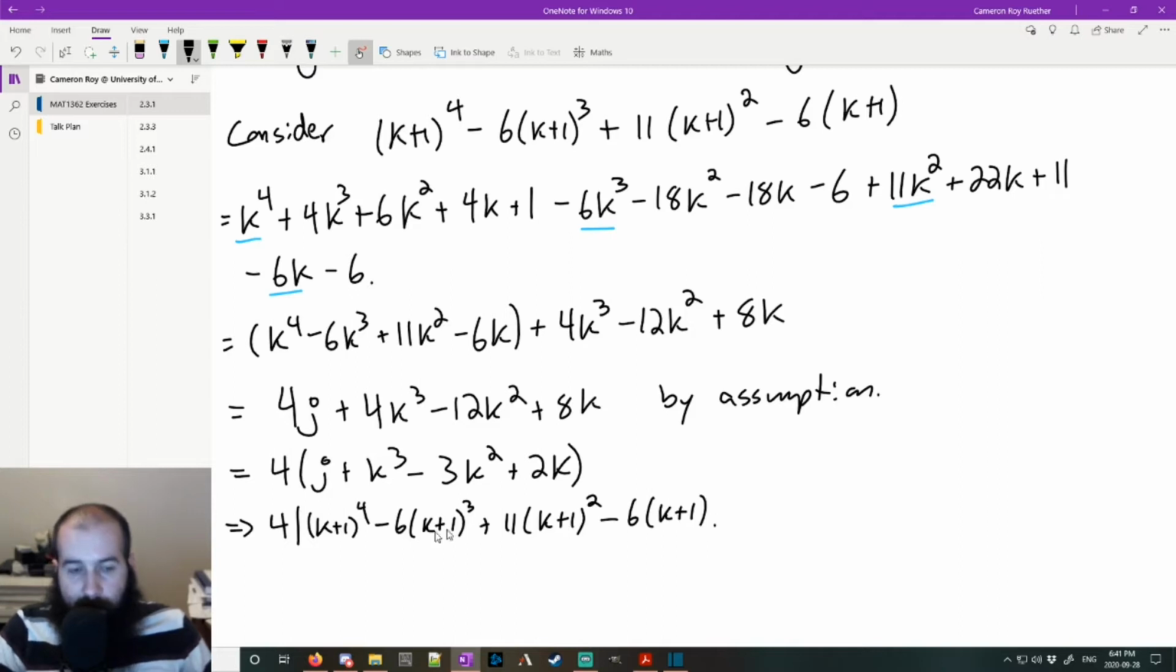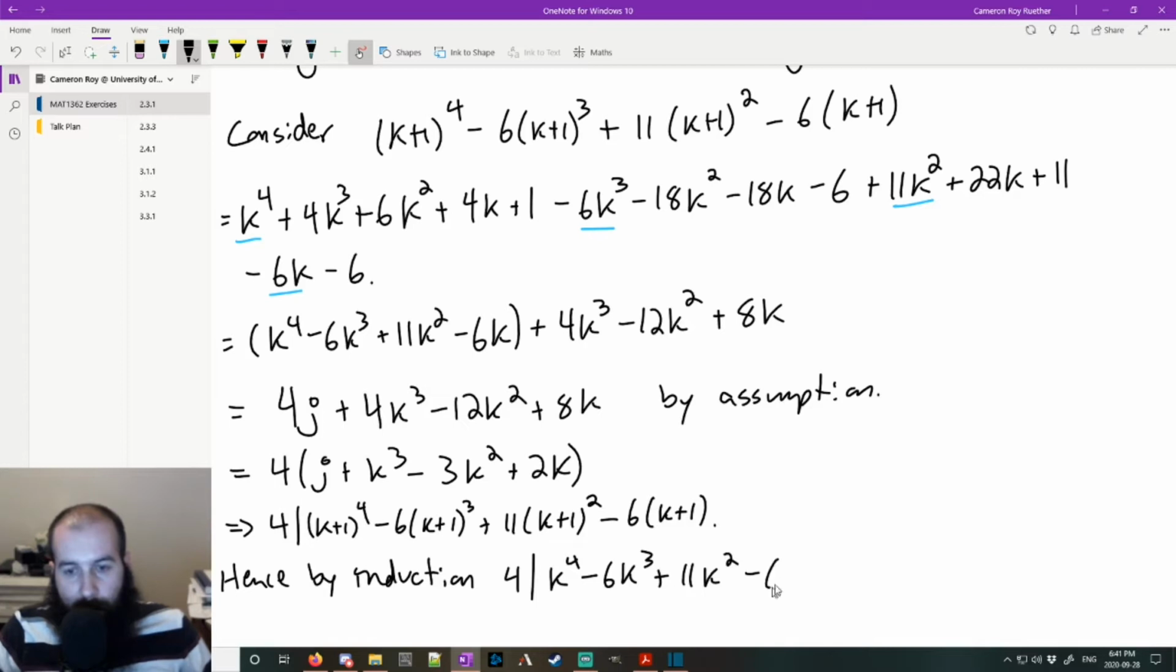That concludes the inductive step, and so hence, by induction, 4 divides the original expression for all natural numbers k.